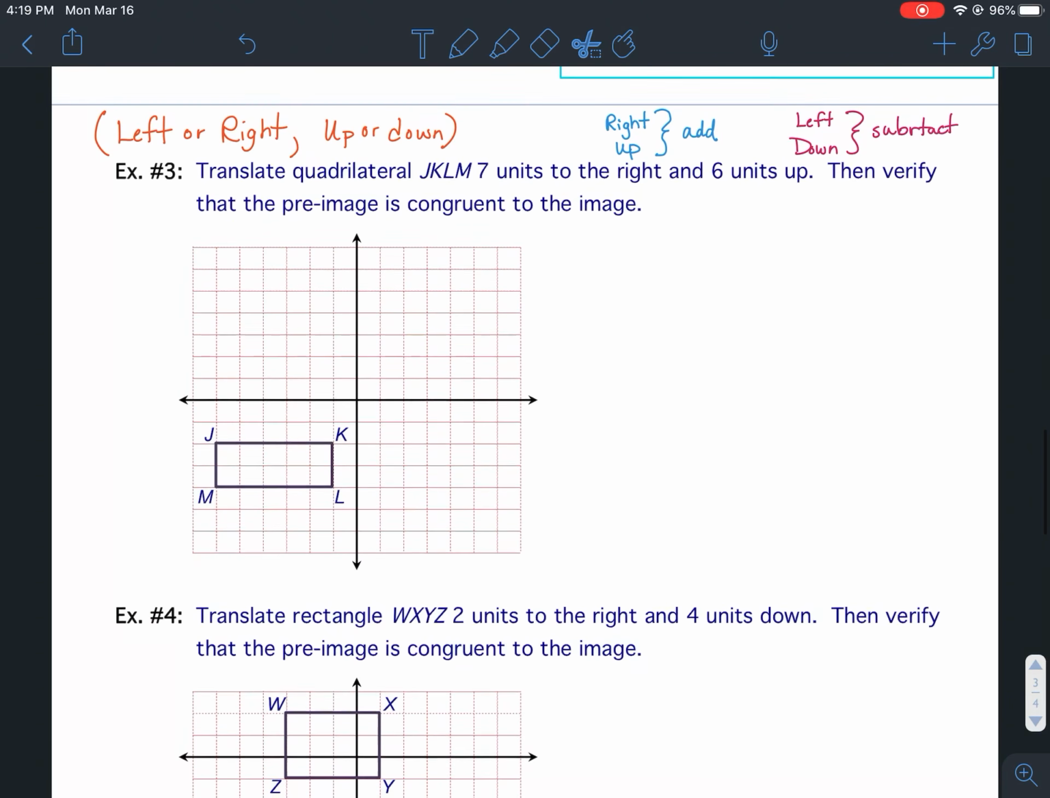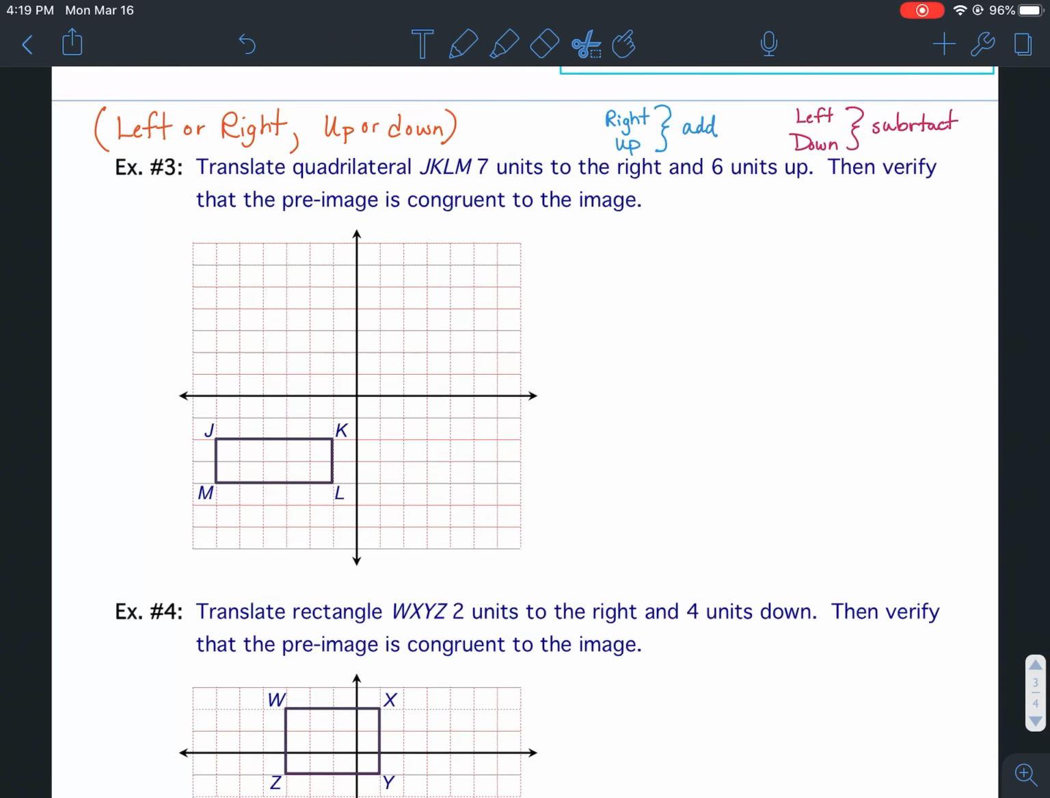Then I talked with you about how you want to look for the words right, left, up, and down. If they tell you to go to the right, that means you add. If they tell you to go to the left, you subtract. If they tell you to go up, it's adding. If they tell you to go down, it's subtracting. It's very similar to your number lines or your x-axis and y-axis. If you think about it, on the x-axis to the right is positive, to the left is negative, and on the y-axis, up is positive and down is negative.